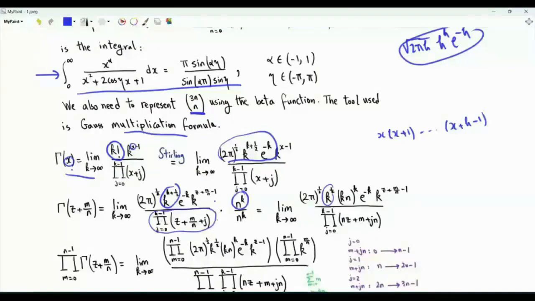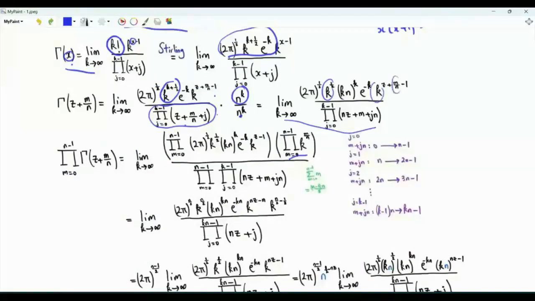In the denominator, we have k terms in this product. Multiply each term by n. We get the product g from 0 to k minus 1, nz plus m plus gn. Take the product of both sides over m from 0 to n minus 1. Note that those limits are finite so long as the value of z does not give us 0 in the denominator. The limit of the product is the product of limits, so long as we have a finite number of terms and each limit is finite.